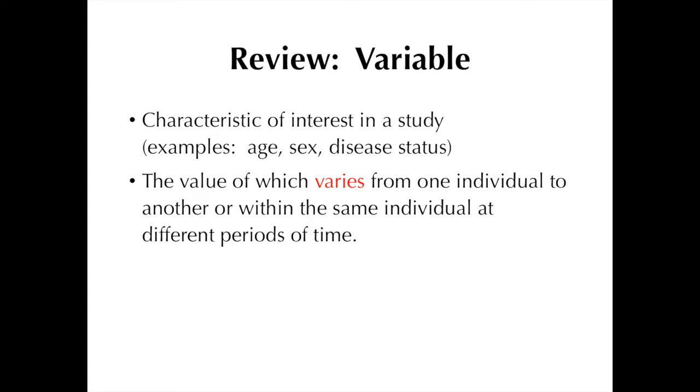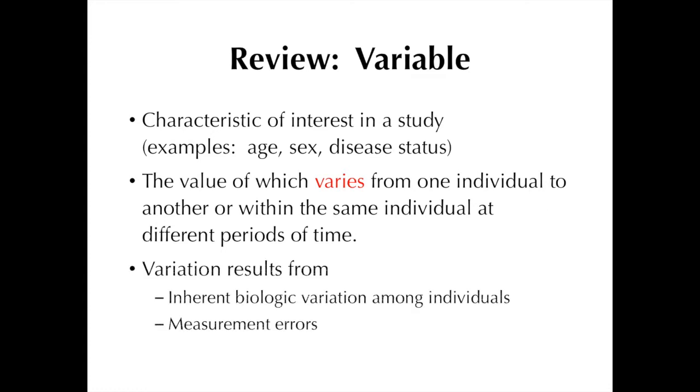A person's random blood sugar levels, for instance, varies a lot all throughout the day. If someone gets sick, for instance, with the common cold and recovers from it a week later, the disease status then and now is clearly different. Now, this variation generally results from the inherent biologic variations among individuals. Now, measurement errors can also contribute to this variation.